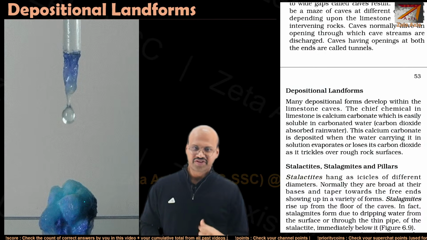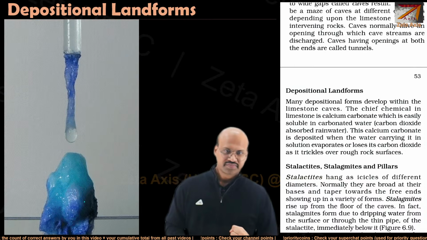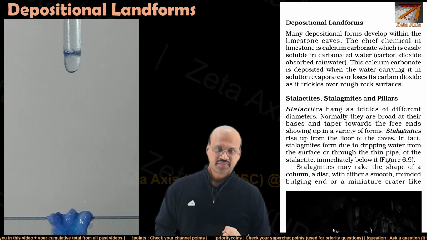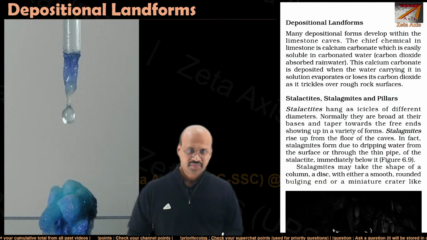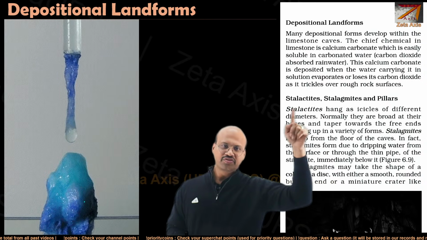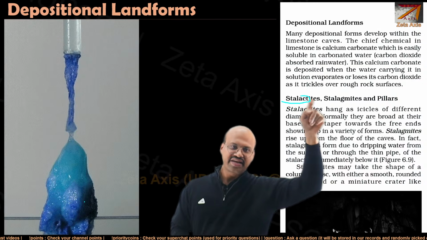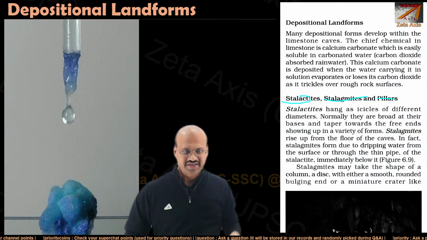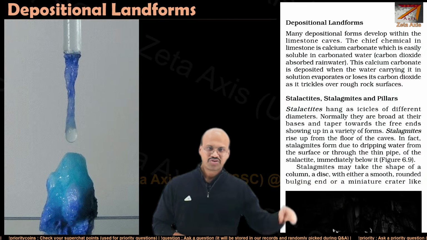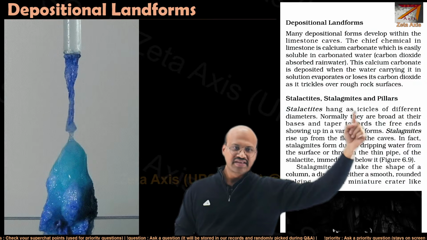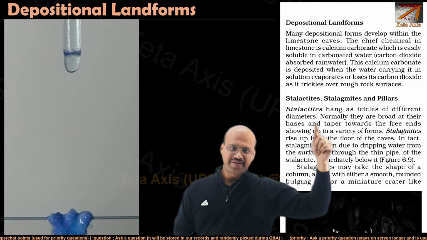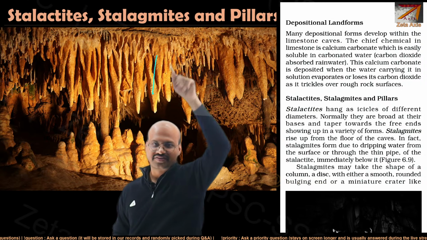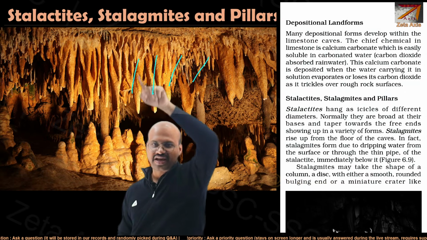So let's start with the most important ones. First is stalactites, and then stalagmites, and then pillars. All these three are related basically. The stalactites hang as icicles of different diameters. Here you can see in this image, these are the stalactites which are hanging from the top.